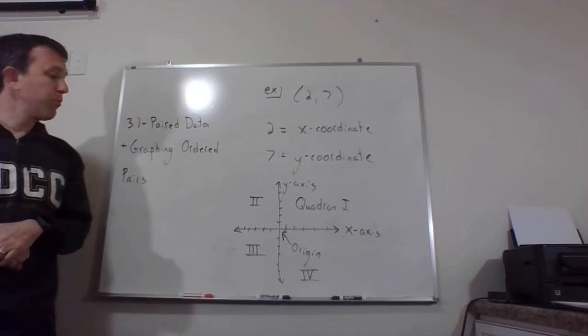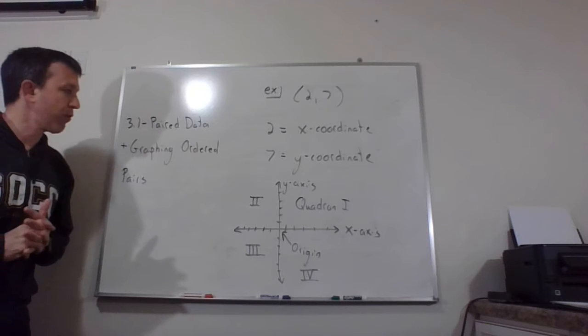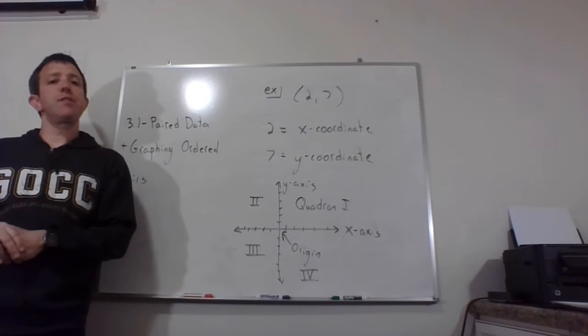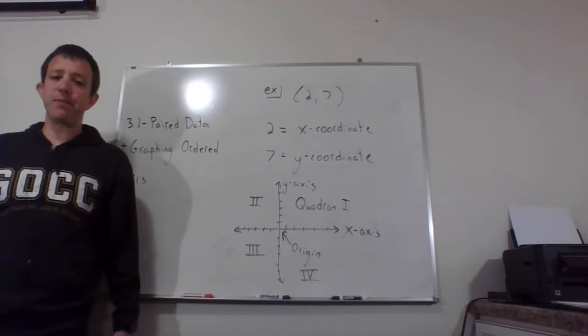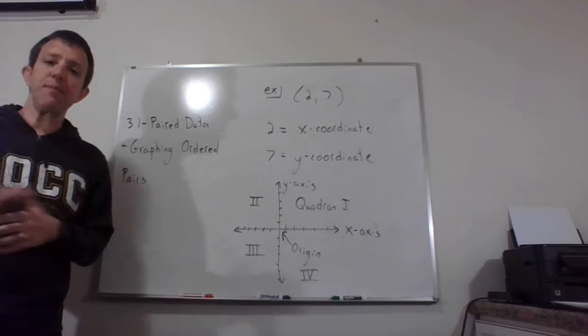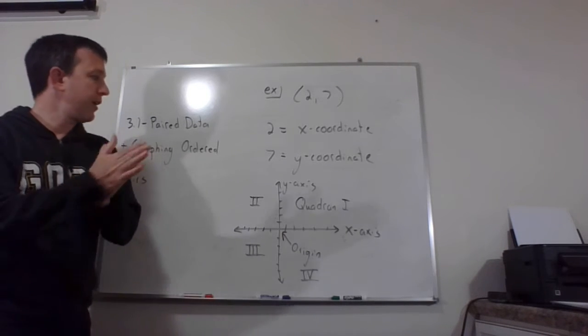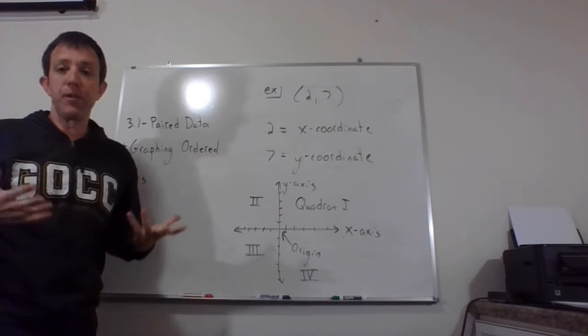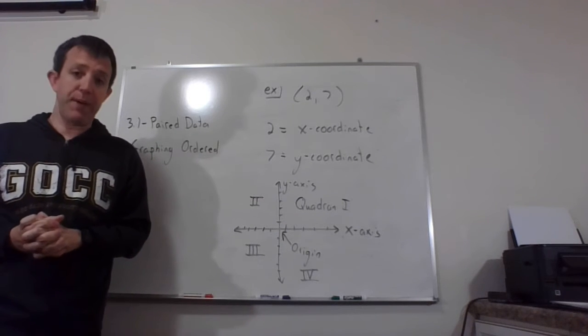We're going to look at 3.1 today, paired data and graphing ordered pairs. So this section is really pretty short. We just have a couple of things we have to look at, and usually it goes very, very well for people. But let's get some basics on the board here first, and then we'll look at some examples of graphing ordered pairs.